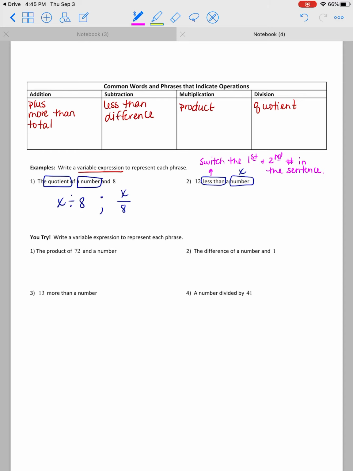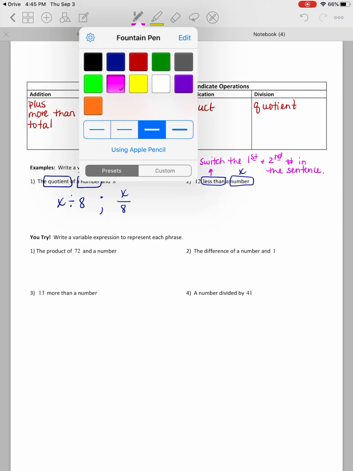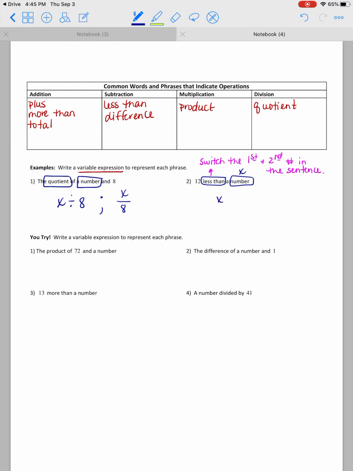Okay, so 12 less than a number means I'm taking 12 away from that number. So I put that number first, which is x minus 12. That's what our expression looks like. Then I want you to pause this video and try these next 4, and then unpause and check.